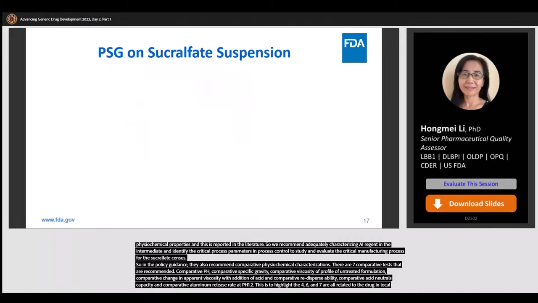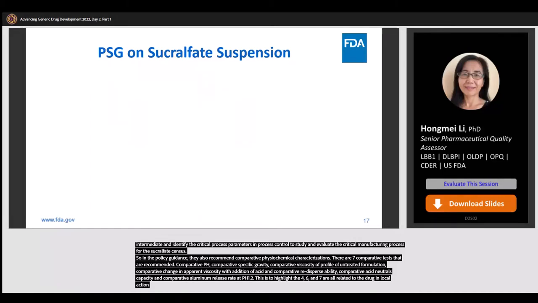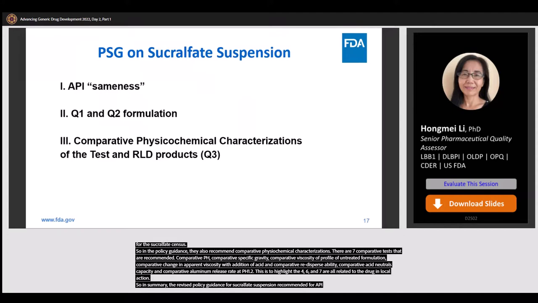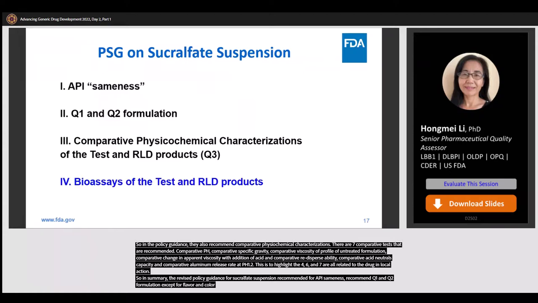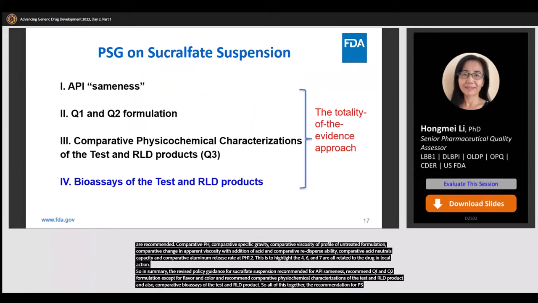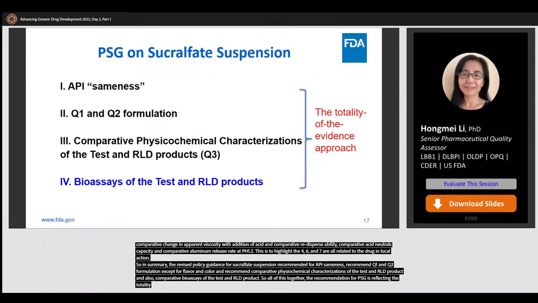So in summary, the revised policy guidance for sucralfate suspension recommended, to demonstrate API Sameness, Q1, Q2 formulation except for flavor and color excipients, and then comparative physical chemical characterization of test and RLD product, and also comparative bioassay of the test and RLD product. The bioassay of test and RLD product will be further discussed and elaborated in the next talk by my FDA colleagues. So all this together, the recommendation in the PSG reflects the totality of evidence approach to demonstrate the generic drug will be therapeutically equivalent to the RLD product.